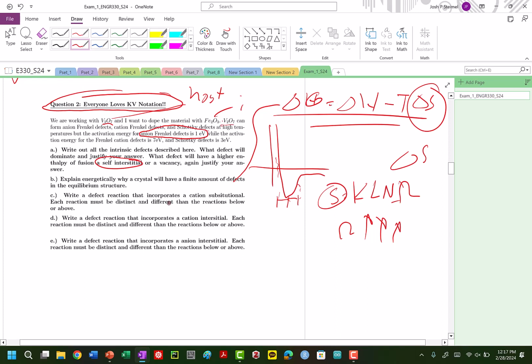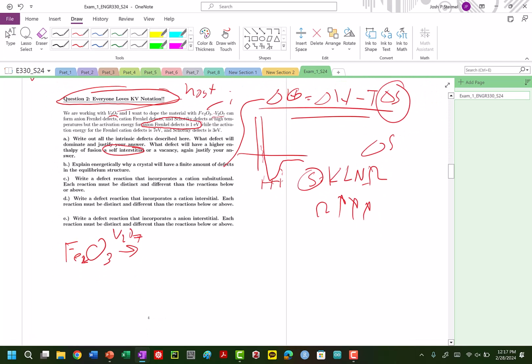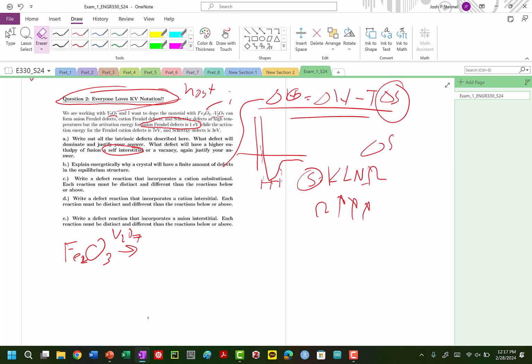Write a defect reaction that incorporates a cation substitutional. So remember, we're doing our Fe2O3 into our V2O7. Actually, let me erase this quickly just to make it a little bit clearer. Fe2O3 into V2O7. So a substitution will be an Fe where my V must be. So that's +7 to +3. So that's going to be a -4. So 7 and 3. Yep, there we go.